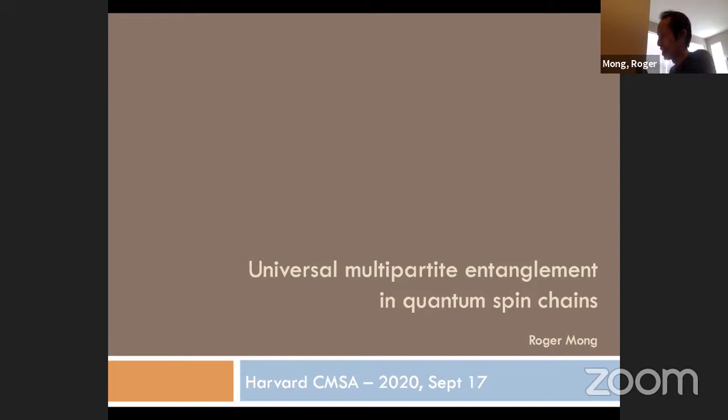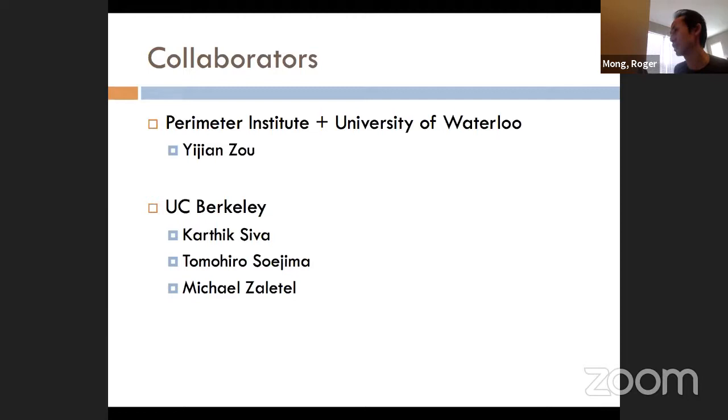So today I'm going to be talking about a certain type of multipartite entanglement. Before we begin, of course, these are the people who have done most of the work. Yi Jin, who's currently in Perimeter. And this is also in collaboration with Michael Zaletel's group at UC Berkeley and his two students, Karthik and Tomo.